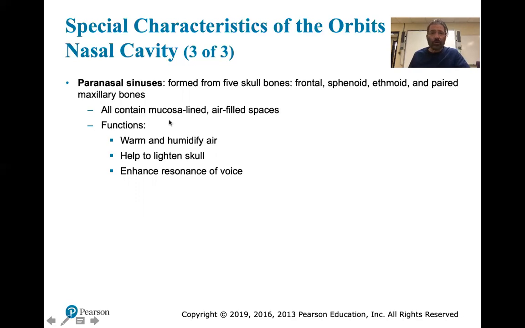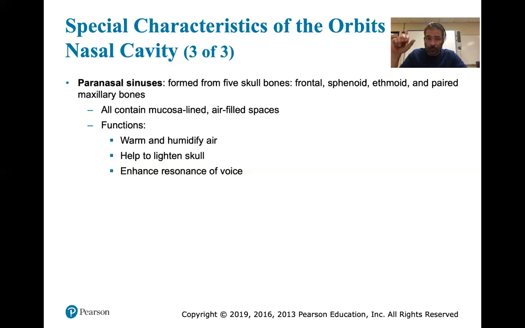Very, very important. The functions: it warms and humidifies the air. Just think about that. What if you were outside, specifically in Buffalo in February, and it was 10 below zero, and you breathed in really quick, and there was nothing to warm that air. By the time it got to your alveoli in your lungs, it could potentially freeze the alveoli, and they would die. They'd really be dead, and it wouldn't regenerate very well. It also helps to lighten the skull, because we want that solid bone there, and it enhances resonance of voice.